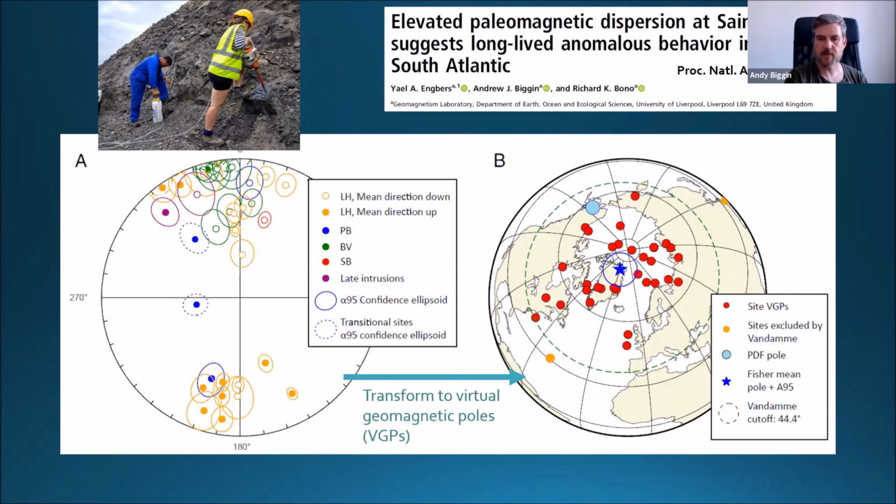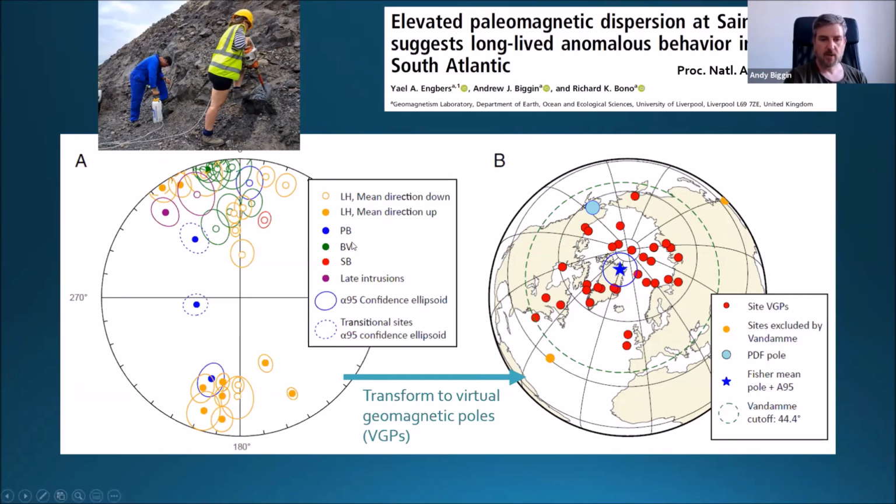This is the work of PhD student Yael Engbers at Liverpool, and we went to St. Helena in the South Atlantic, and we sampled a bunch of lava flows ranging in age from 8 to 12 million years ago. This region today is very anomalous in the magnetic field, and it's been proposed by Tarduno and others that perhaps it is particularly prone as an area for anomalous behavior. So we tested that hypothesis by looking at the directional variability here.